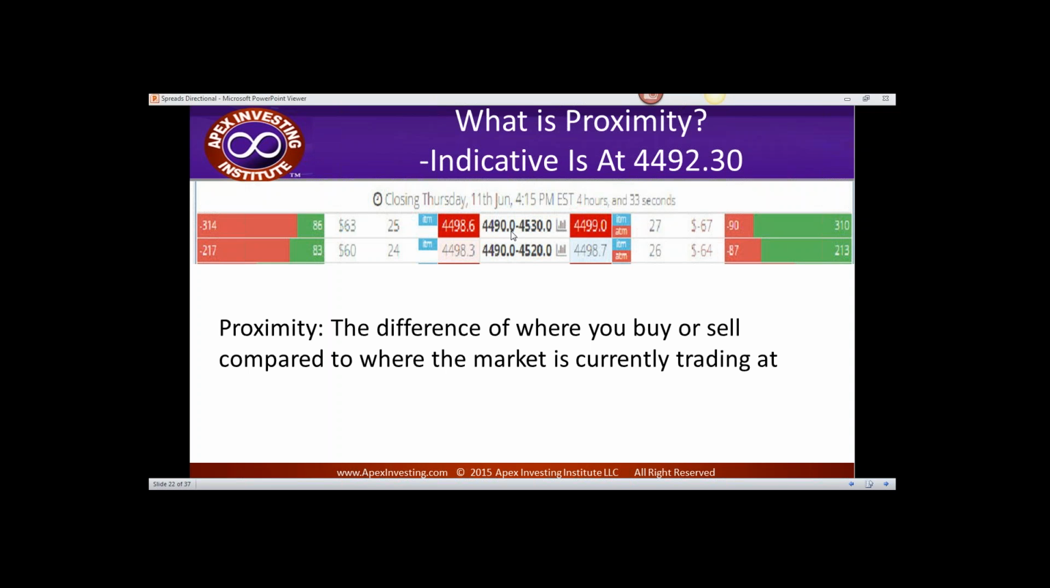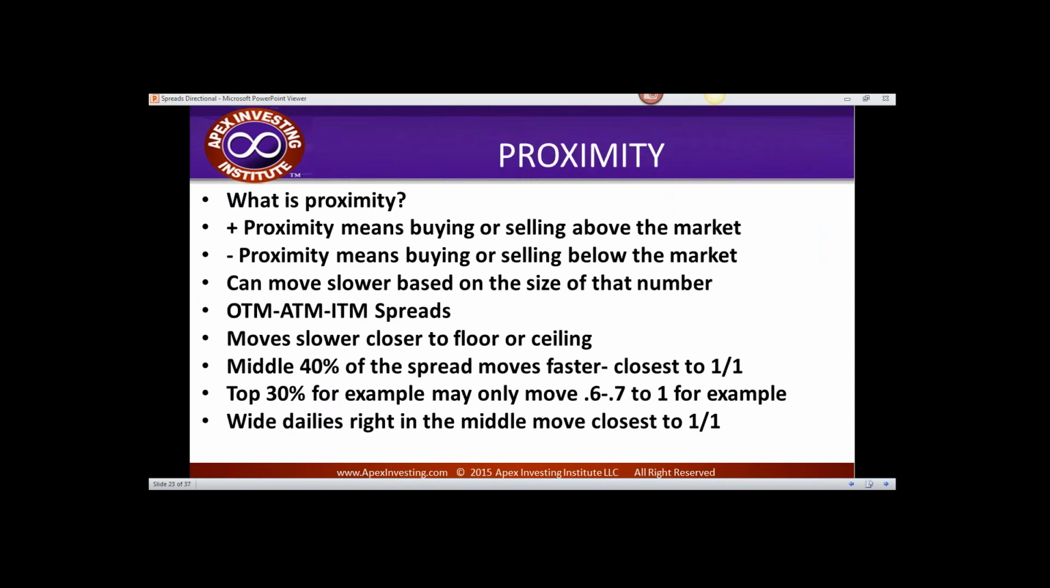But it doesn't change what you make at expiration. So if I buy a spread at 2400 and it expires at 2420, what did I get at expiration? 20 bucks. I get the difference of where I bought or sold it from compared to where the market expired at. Okay, so that is proximity. Basically, proximity means buying or selling above or below the market.